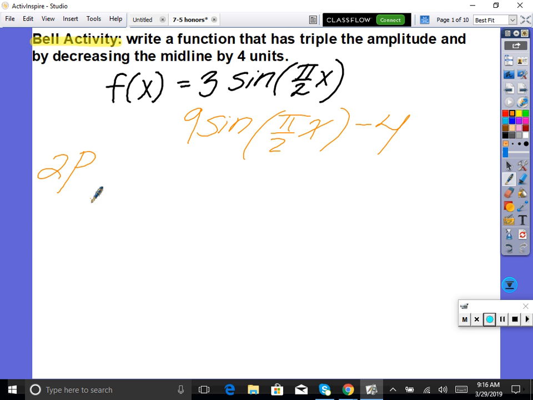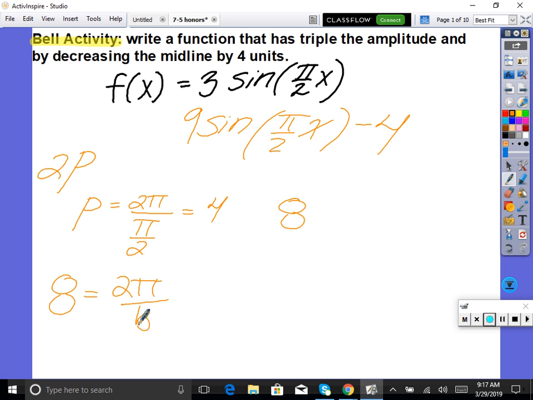So what would the original period be, everybody? 2 pi divided by pi halves, true? Which is 4, yeah? Now, twice the period. This is the original period. What would twice the period be? 8. So now we would set up 8 is equal to 2 pi over b, and then solve for b.